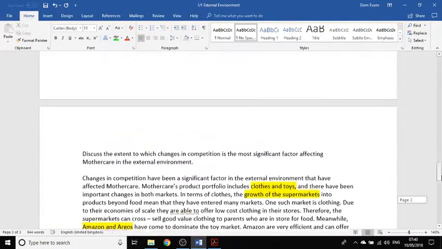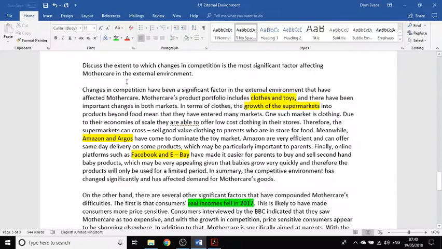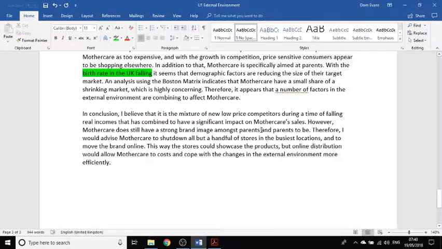I've clearly answered the question. It's not that competition is the most significant factor, it's the fact that there's competition and consumers are becoming price sensitive. They're the issues that have had the most significant impact on Mothercare sales. Okay, a good conclusion will show some balance.